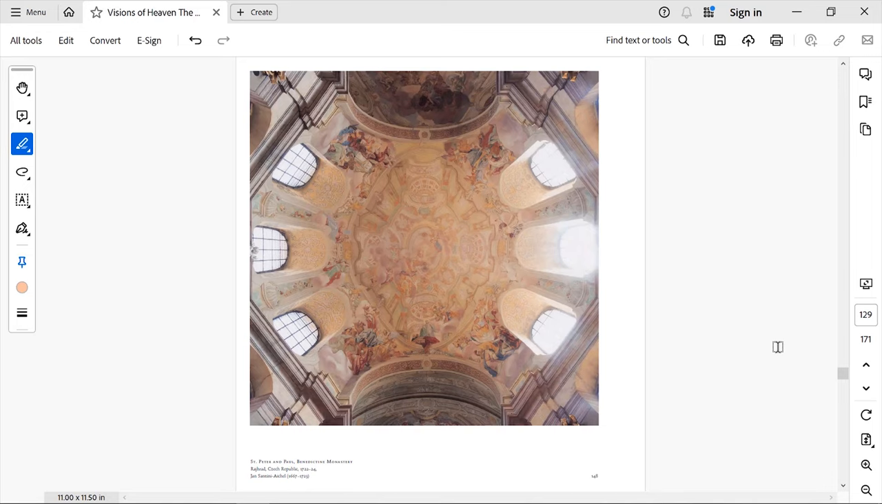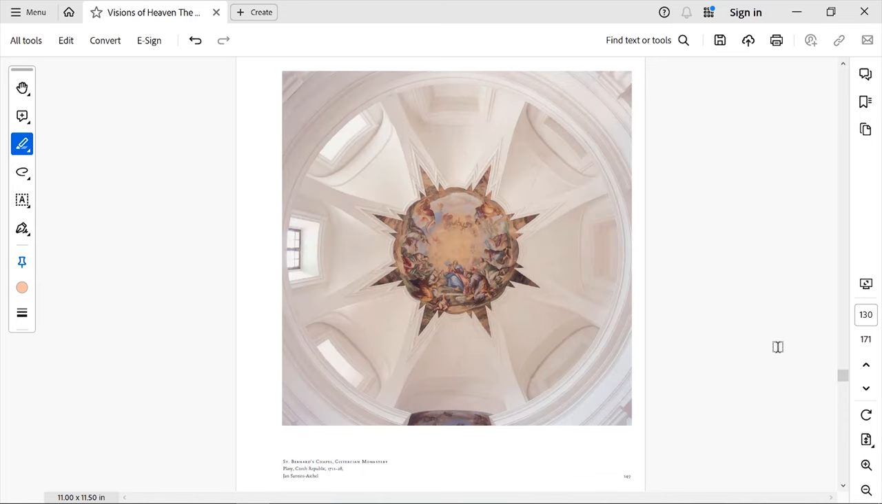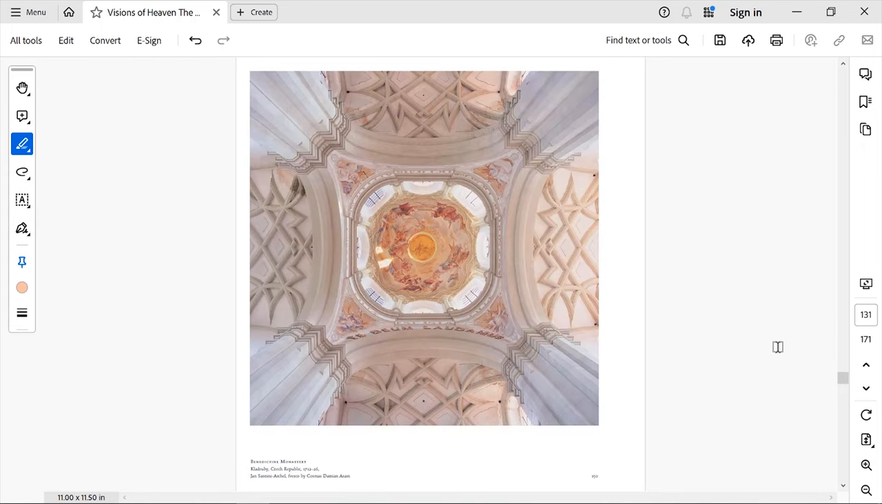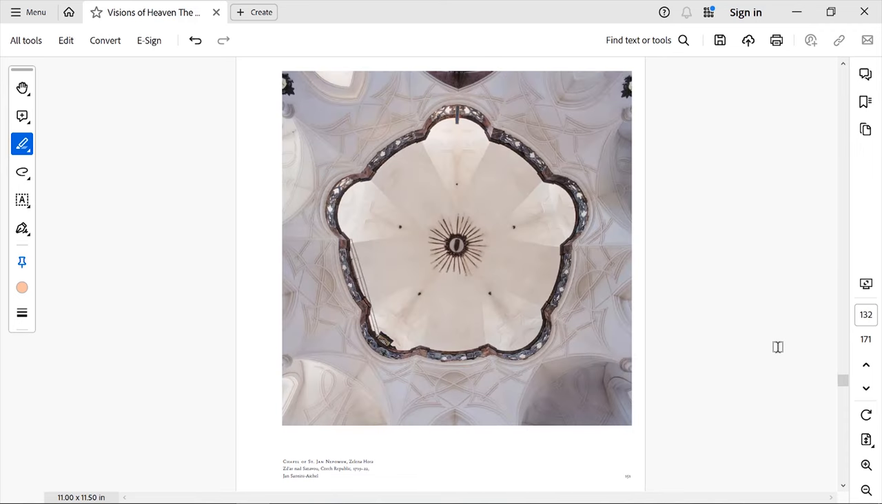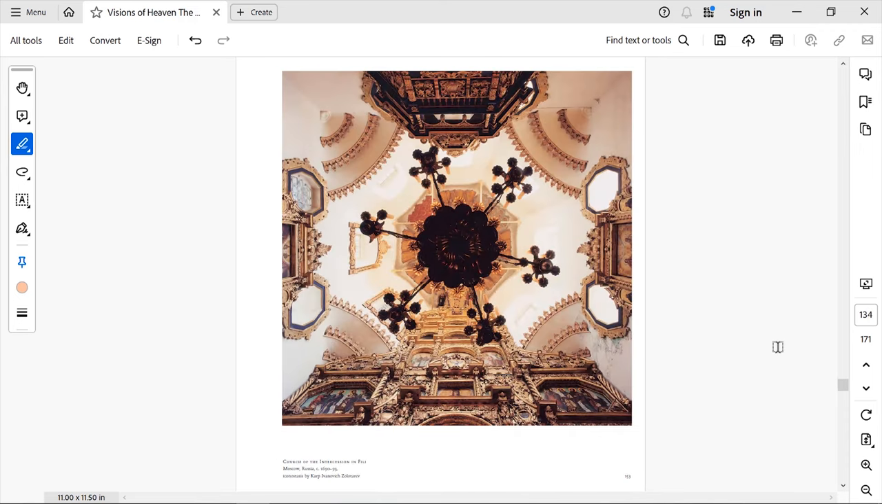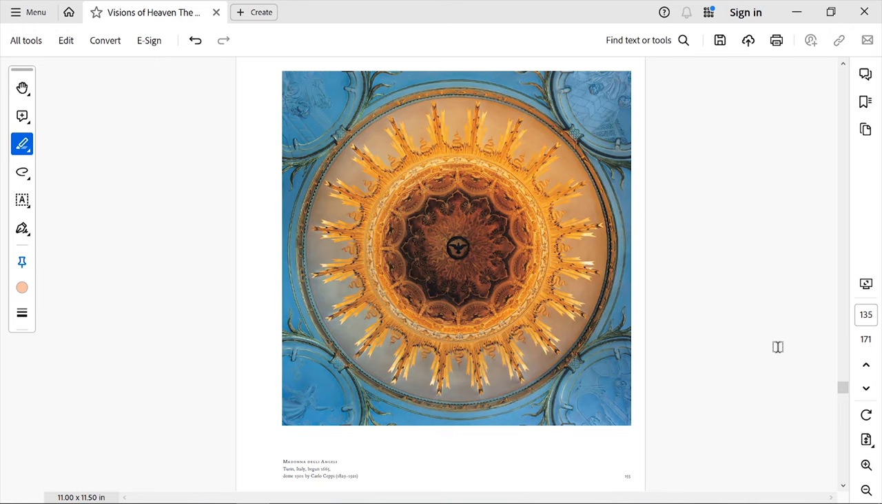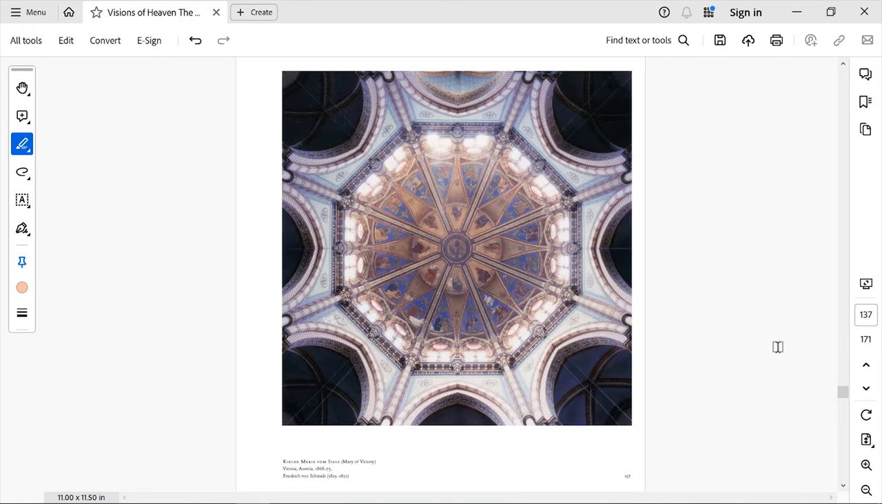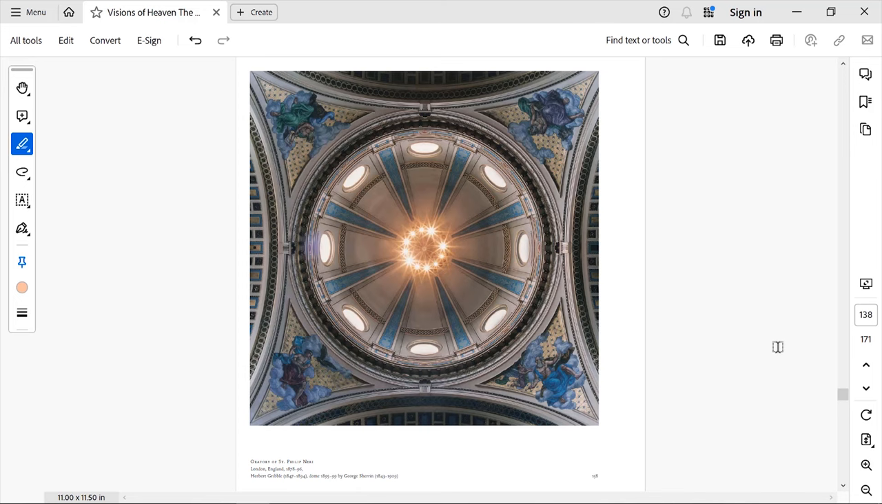The frescoes in these domes are just immaculately painted, and they really have their own beauty to them. So I love this book. I love how simple it is, and it gives a lot of area for the reader, the viewer, to just enjoy the aesthetics of these dome interiors.